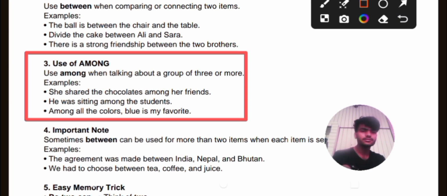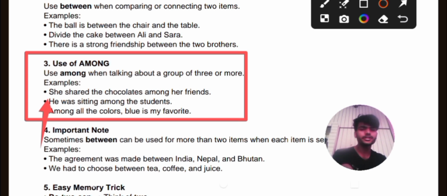If I talk about an example, the example is this: she shared the chocolates among her friends. We used among here, as you can see. Why did we use among here? Because we are talking about friends, three friends or more than three friends. That's why we used among here.